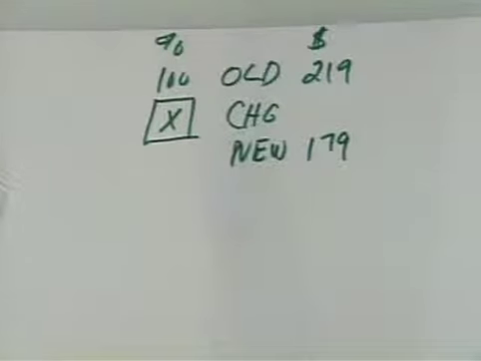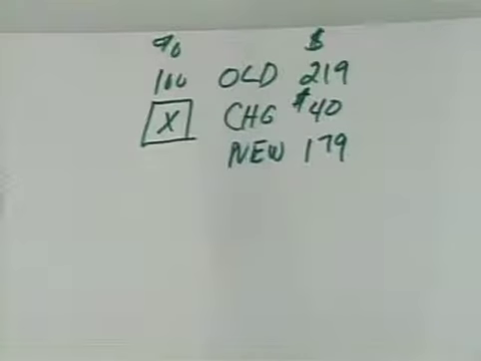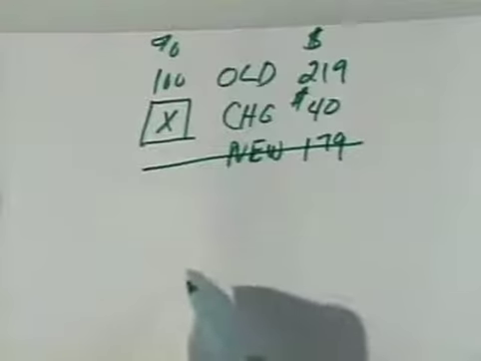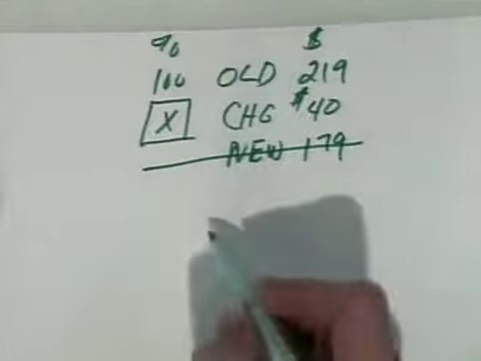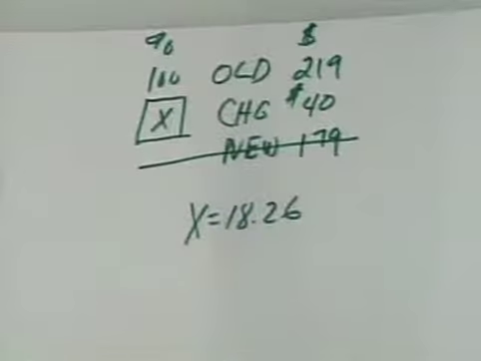How much was it marked down? It was marked down 40 bucks. Good. $40 is how much I saved. But I want to know what percent I saved. Do you see the proportion? What'd you get? 18.26. Anyone need help setting that up? It's 100 over X, 219 over 40.